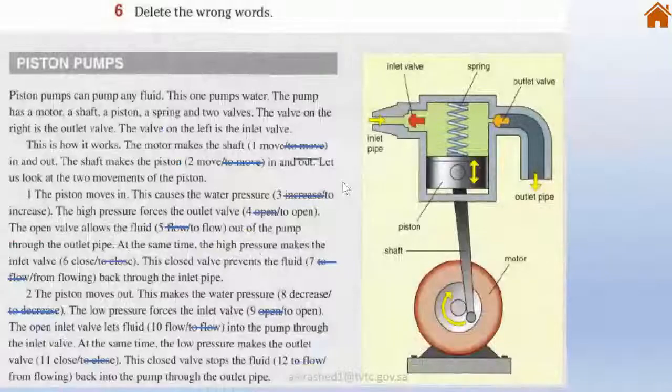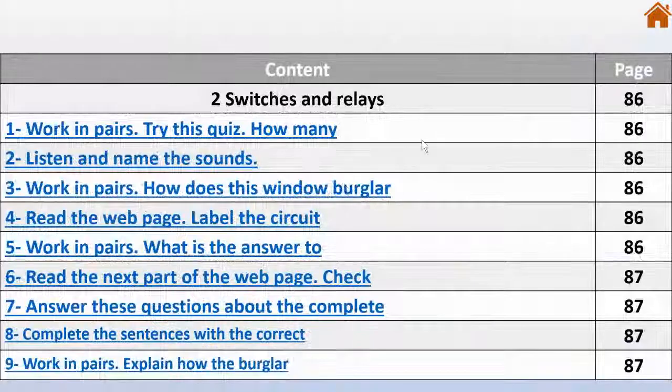So we finished for today. The next lesson will be about switches and relays. I hope you enjoyed it, and feel free to contact me whenever you have any questions.